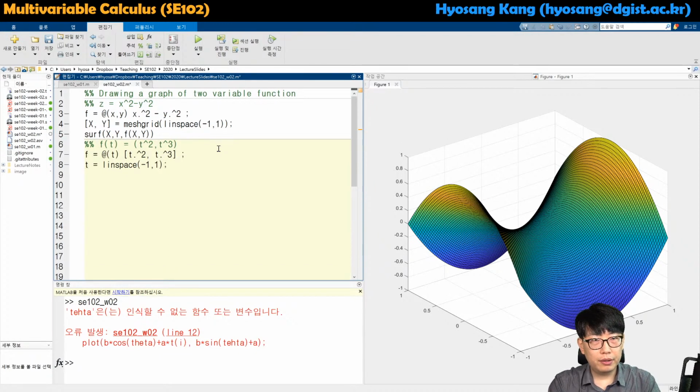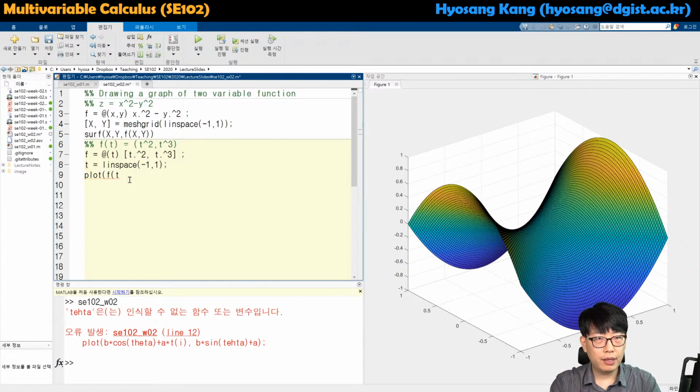And let's draw it. Now this is not a surface. The graph of this kind of parametric function is not a surface. It's a curve in the two-dimensional plane. So what I have to do is draw a plot, a 2D plot actually. And first of all, I need to draw the x coordinate and y coordinate of f(t), right?